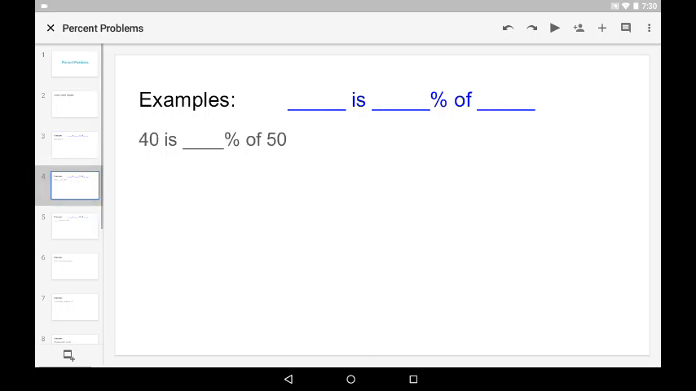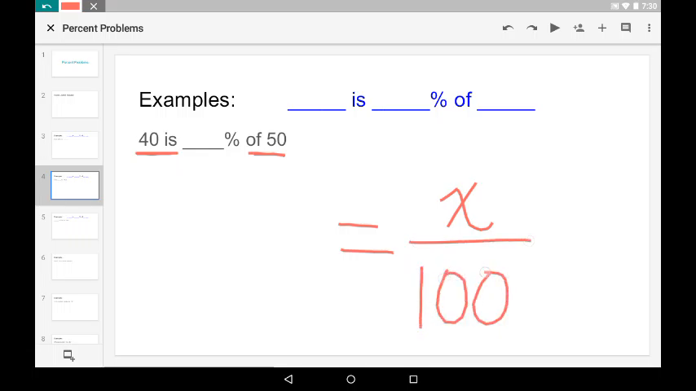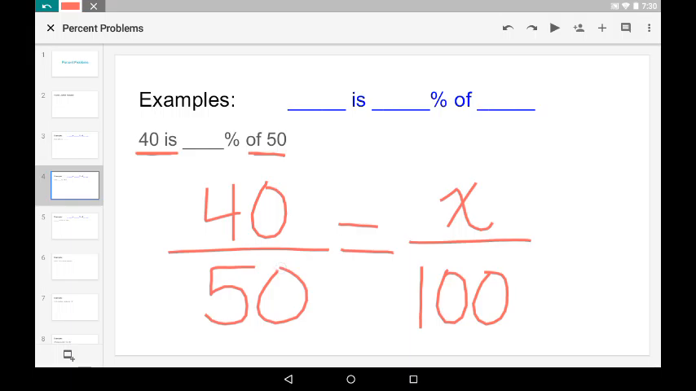Okay, let's go through another example. 40 is blank percent of 50. So here's our keyword. There's is, there's of, and we're looking for a percent. So if we're looking for a percent, I'm going to put an X on the top of my second fraction with 100. And then over here, 40 is, so 40 goes on the top, and it says of 50. So 50 goes on the bottom.